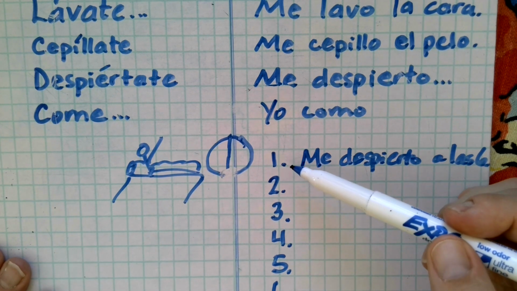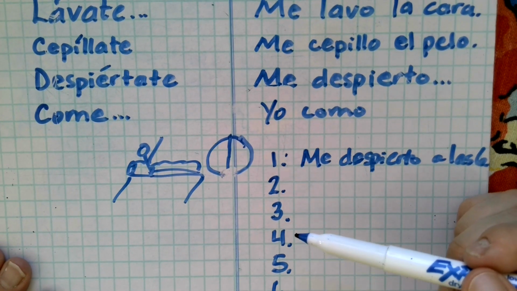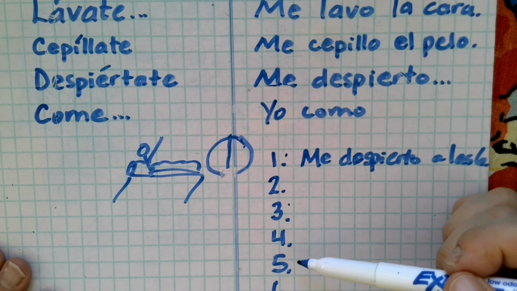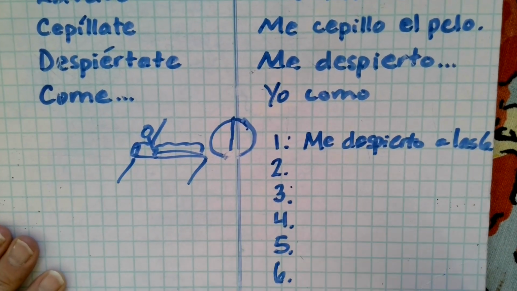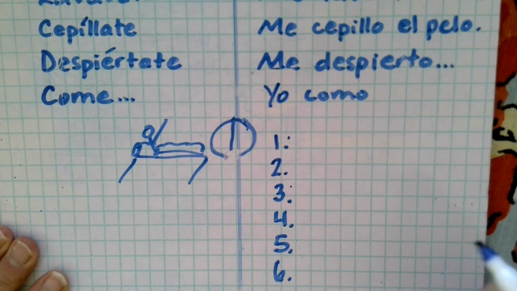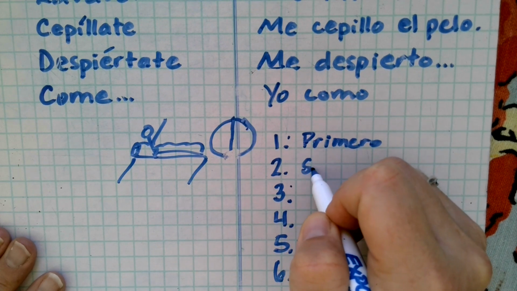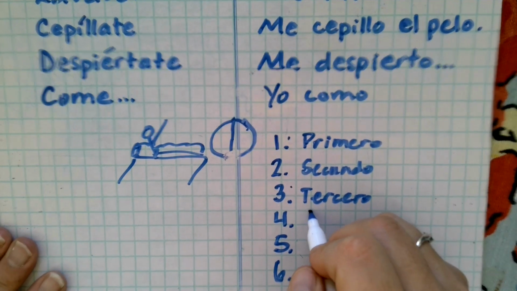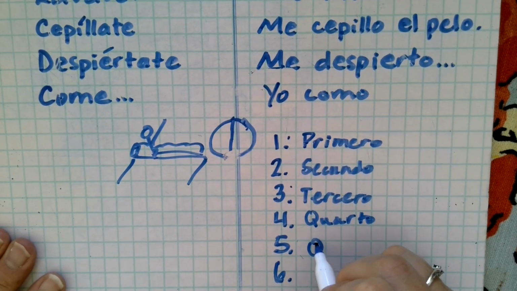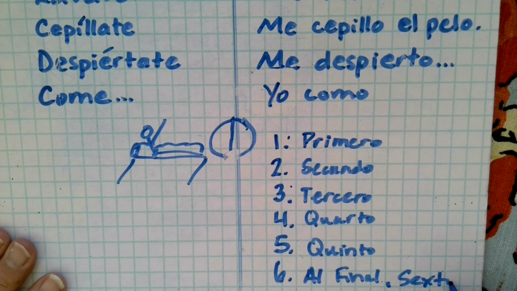Y además, si quieres decir primero, segundo, tercero, cuarto, quinto, está bien. These are our transition words that you might use when you're making a list. And I'm going to write them down for you. Primero, segundo, tercero, cuarto, quinto. Y you could say al final, or you could say sexto, which means sixth.